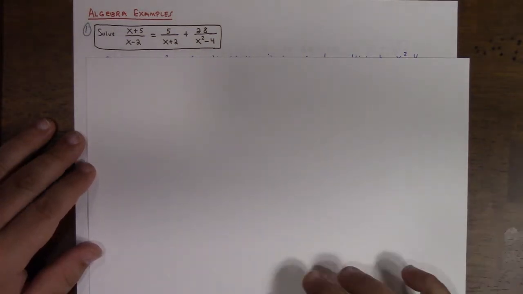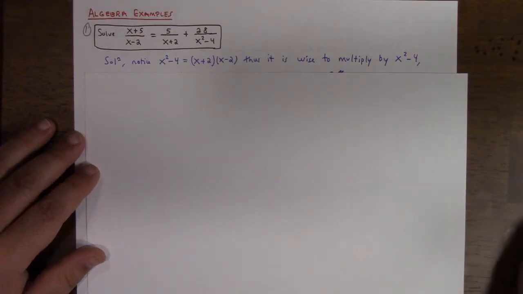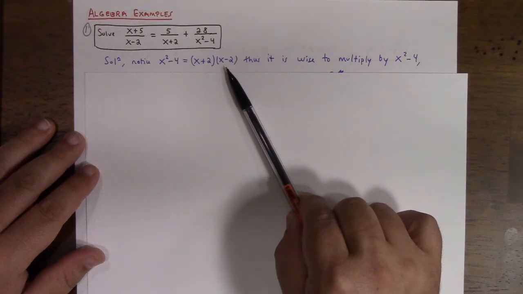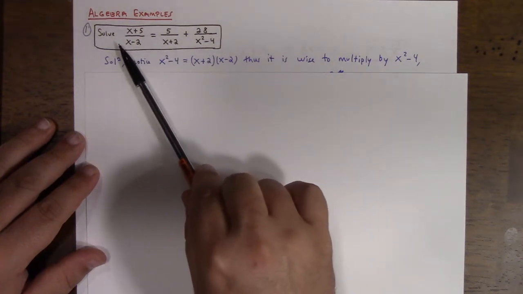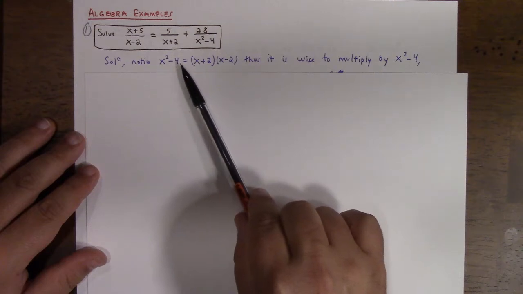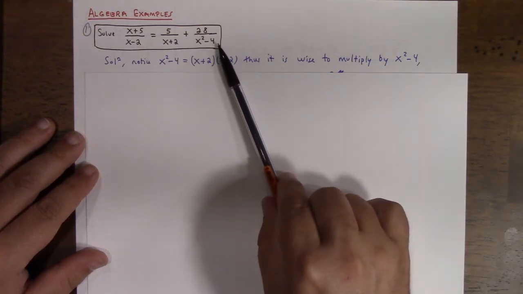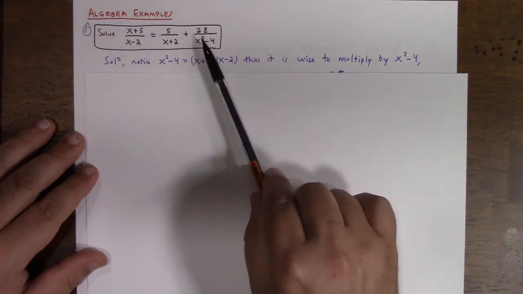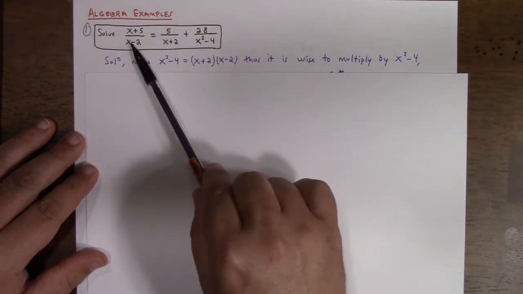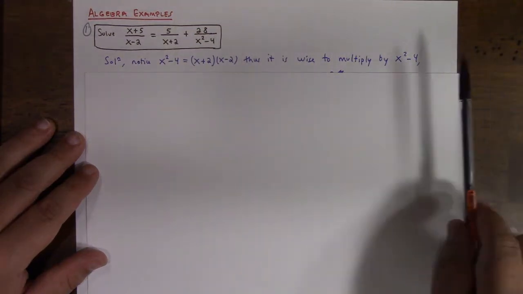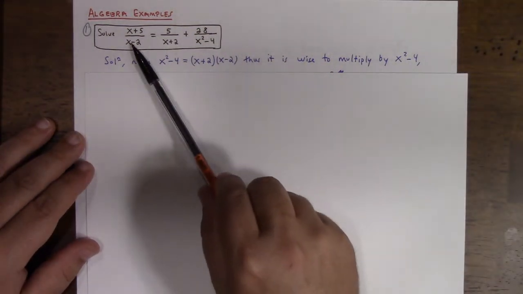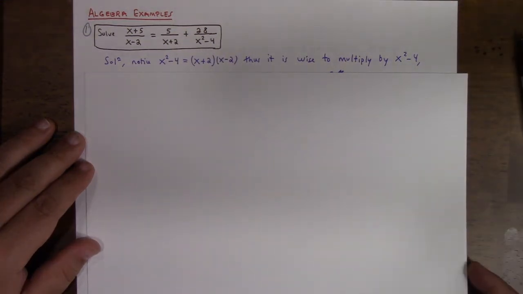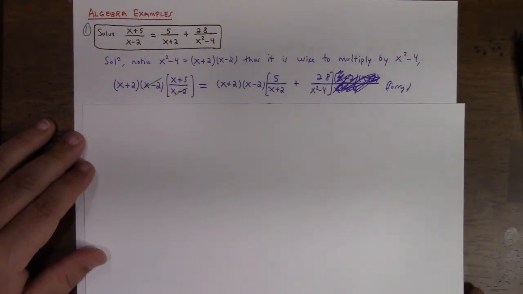Well, the key observation is that x squared minus 4 has both the x plus 2 and the x minus 2 factor in it. So that means if I multiply this whole equation by x squared minus 4, it's going to clear all these denominators. Another way to look at it is if we had more denominators, you'd want to look for the least common multiple of all the denominators as a means to clear them out. Here the least common multiple of this, this, and this is actually x squared minus 4. In any event, here's how it works. So multiply the whole equation.